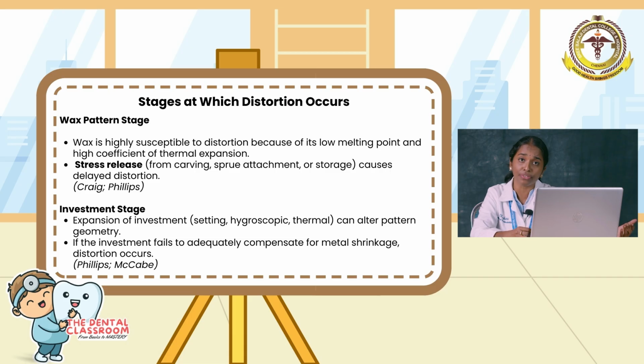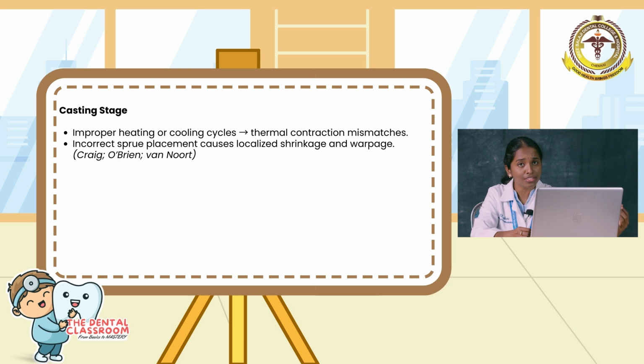The second situation where distortion can occur is the investment stage, where the expansion of the investment, that is the setting expansion, hygroscopic expansion or even the thermal expansion, can alter the pattern geometry. If the investment fails to adequately compensate for metal shrinkage, distortion occurs. The third stage where distortion occurs is the casting stage, where improper heating or cooling cycles and thermal contraction mismatch can result in distortion. Incorrect sprue placement can sometimes contribute to localized shrinkage and warpage that can result in distortion.